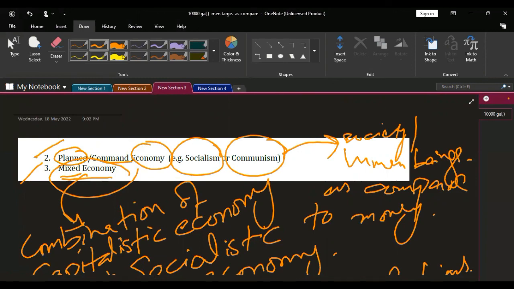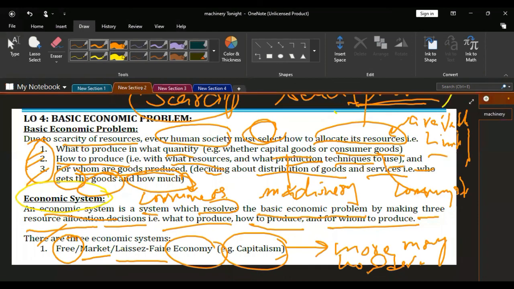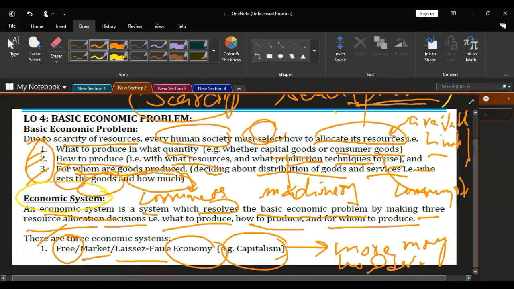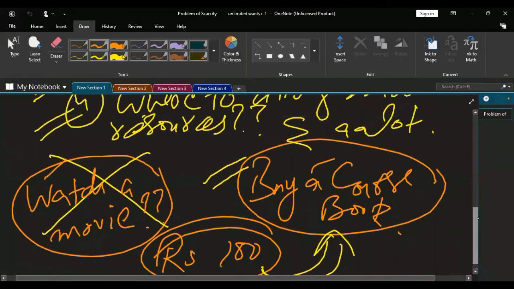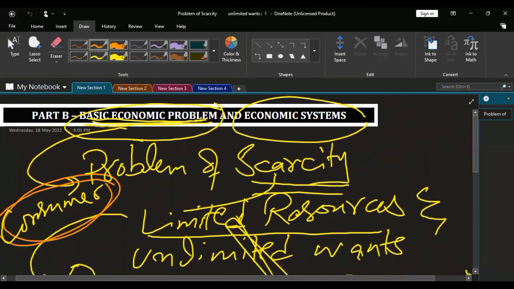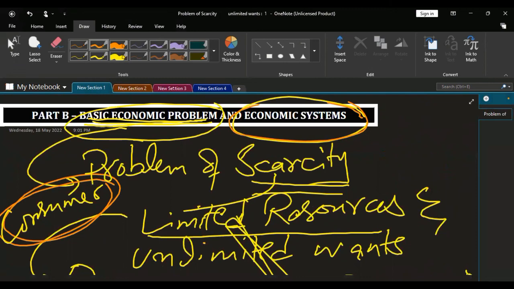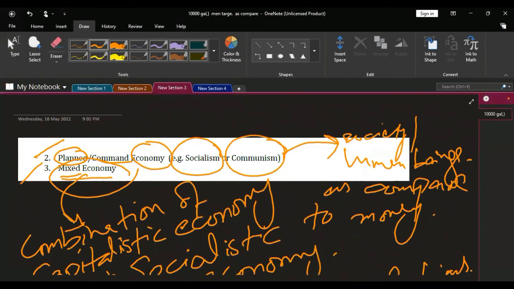So this is our class in which we have studied what the basic economic problems are and what the economic systems are that are available. So let's meet in the next class, where we are going to study each type of economic system with its characteristics and demerits.